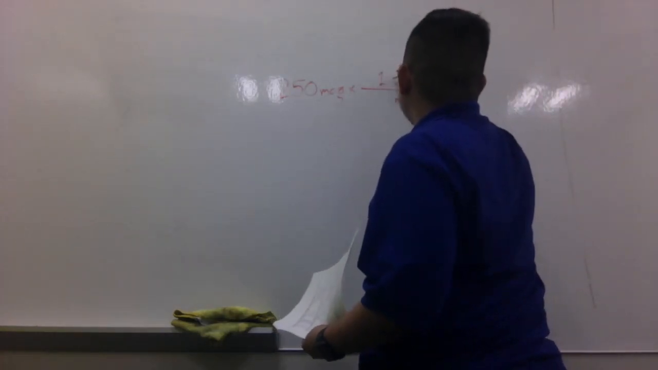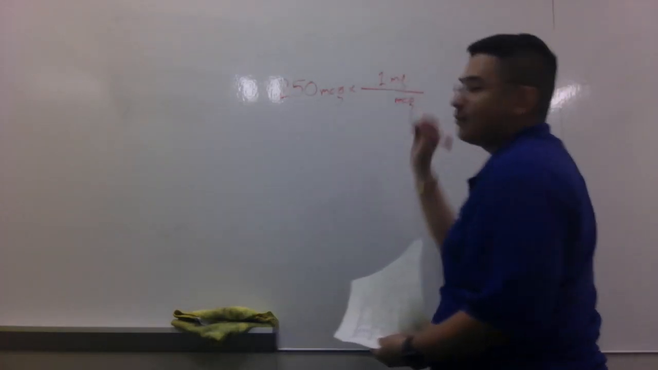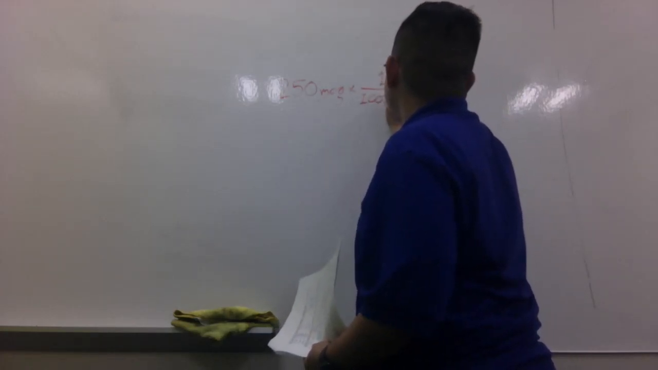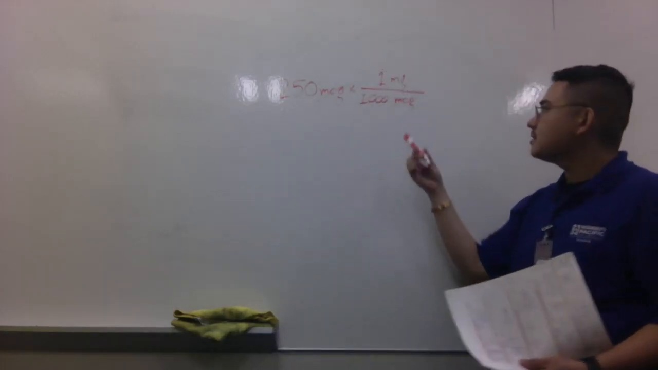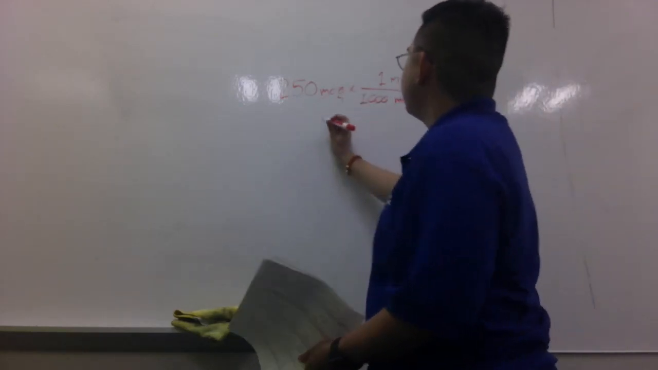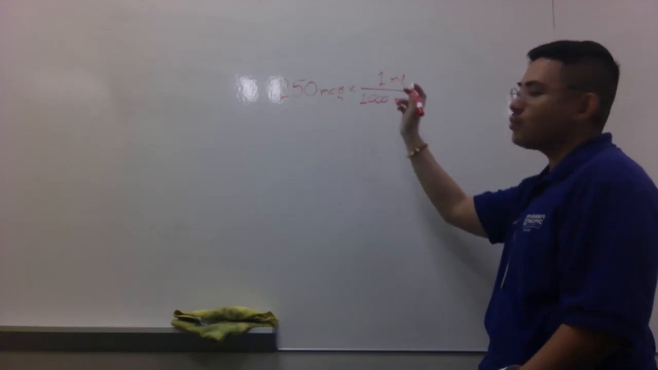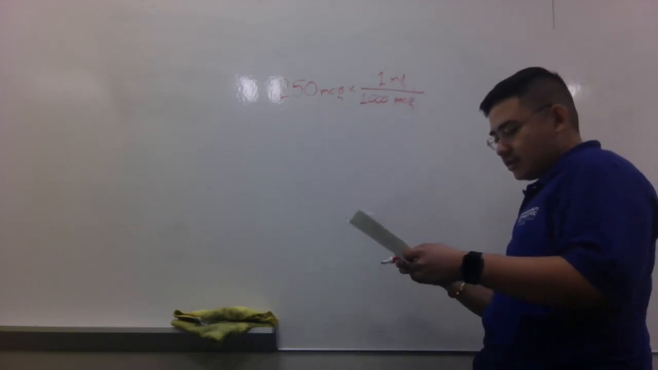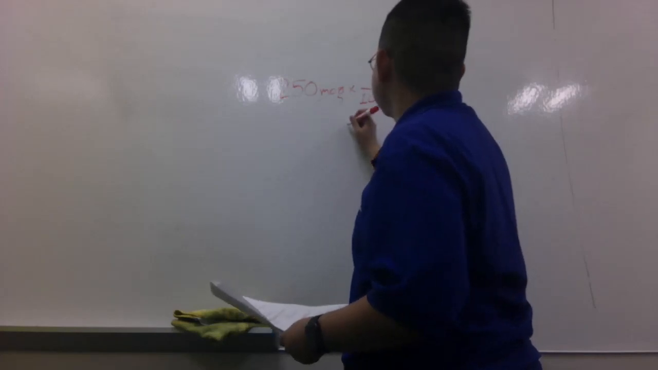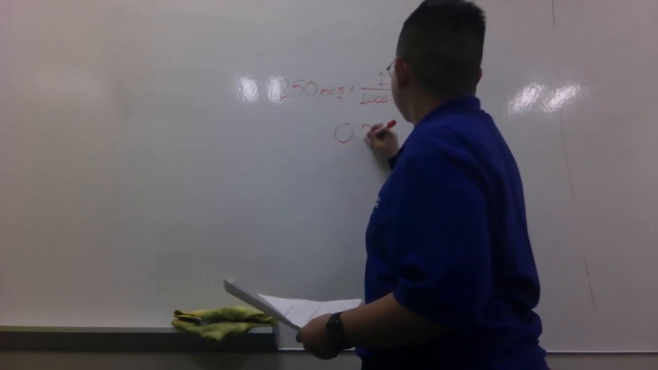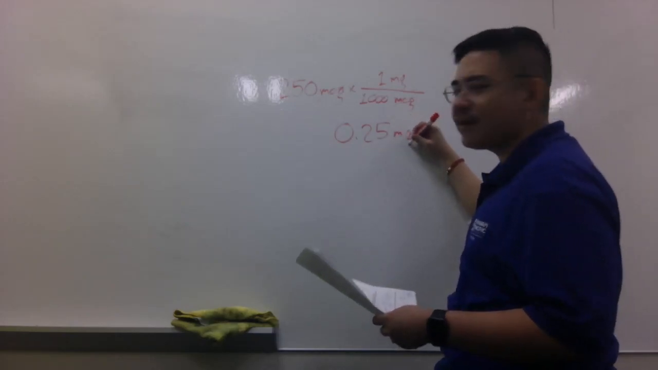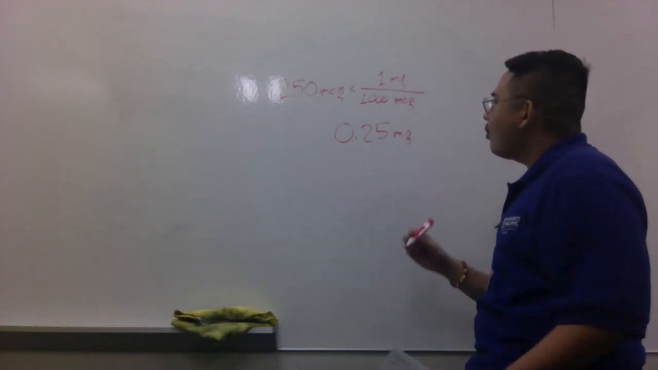So 1 milligram, as you remembered writing it down, equals 1,000 micrograms. So this cancels out. So it's 250 times 1 divided by 1,000. So that should be equal to 0.25 micrograms. Oh, sorry, 0.25 milligrams. Did I say micrograms? I meant milligrams.